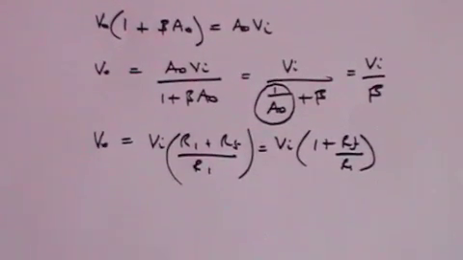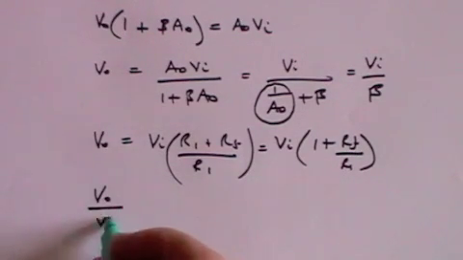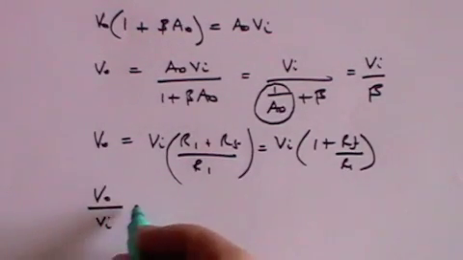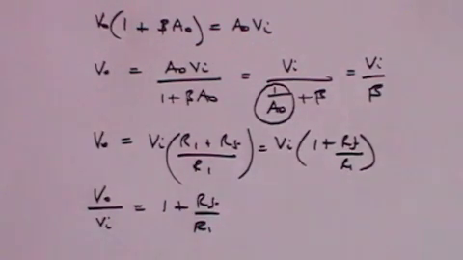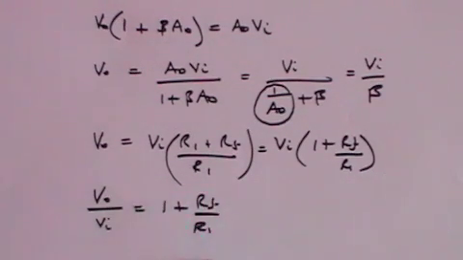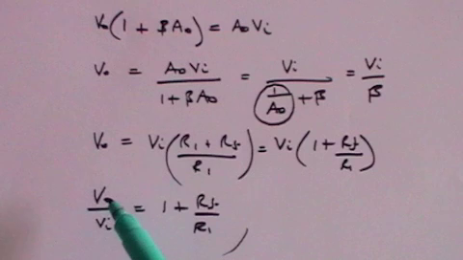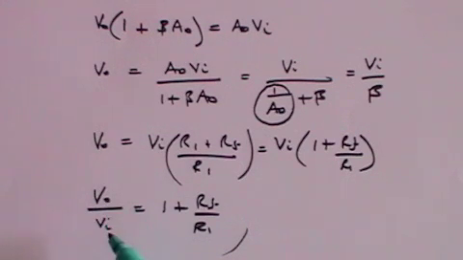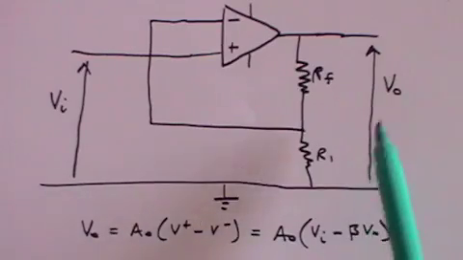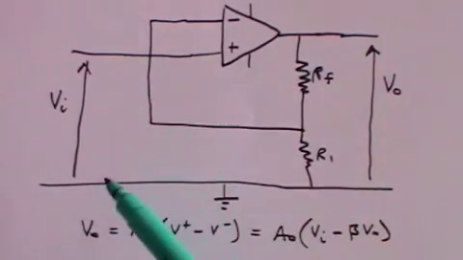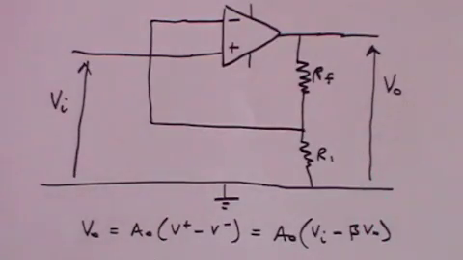And so now we can say that the ratio of the output voltage to the input voltage is equal to 1 plus RF divided by R1. And this term must be positive, and therefore V out and V in must be the same sign. They're either both positive or they're both negative. And that means it's non-inverting. If the input voltage is positive, the output voltage is positive. If the input voltage is negative, the output voltage is negative.